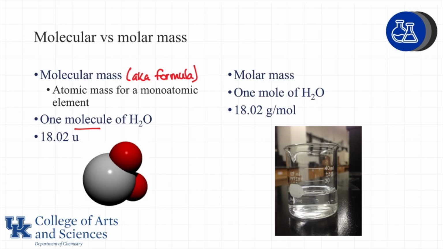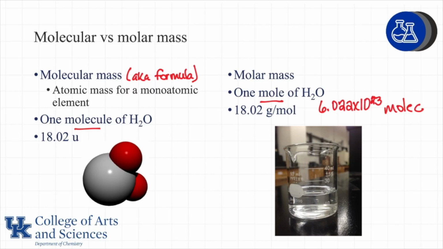When we do that for water, and we'll talk about how we find that number, for water it's 18.02 u, and that's the mass of one molecule. Remember, u is just an atomic mass unit. When we go over to molar mass, we're talking about having 1 mole of water. So we're talking about having 6.022 times 10 to the 23rd molecules of water.